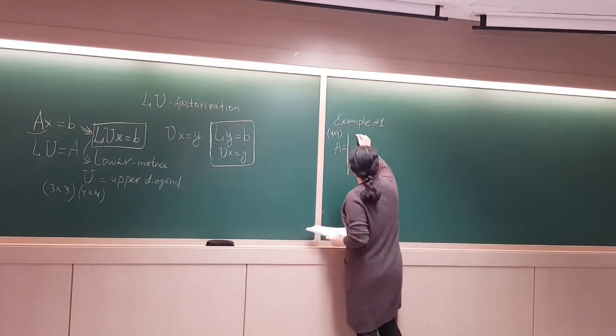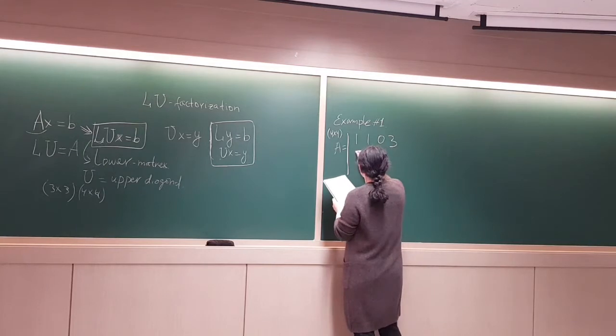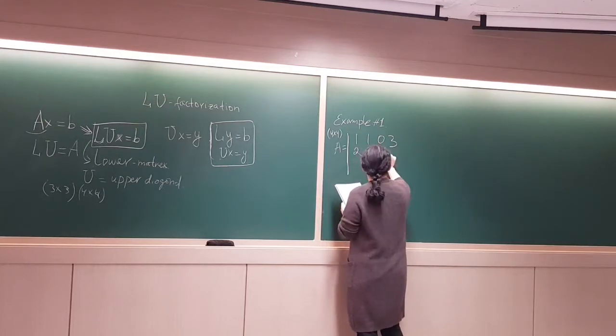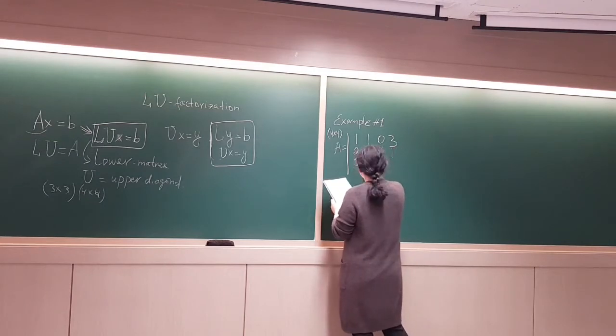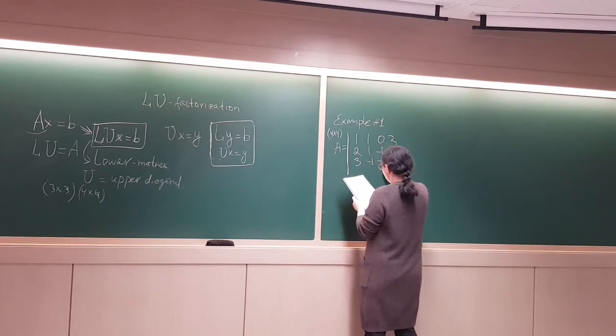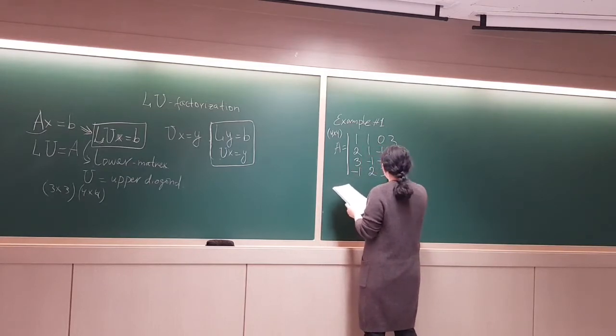The 4 by 4 matrix is: 1, 1, 0, 3; 2, 1, minus 1, 1; 3, minus 1, minus 1, 2; minus 1, 2, 3, minus 1.